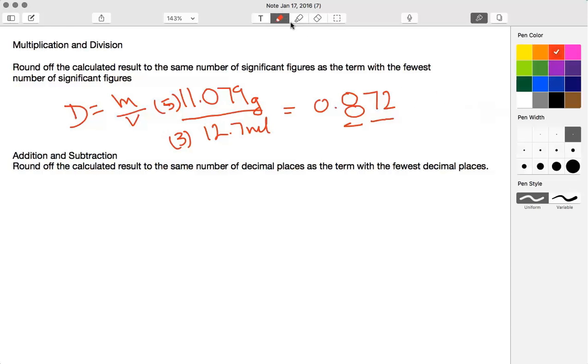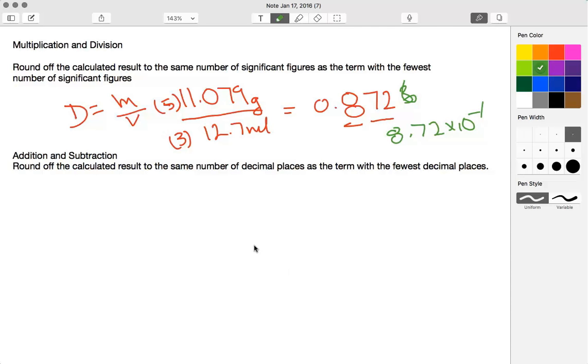The next number was 3 in our series here. If this number were 6, we would kick this up 1 to 873. That's what you would report. And you might even write it in scientific notation. In that case, this number is not between 1 and 10, so you would say 8.72 times 10 to the minus 1.